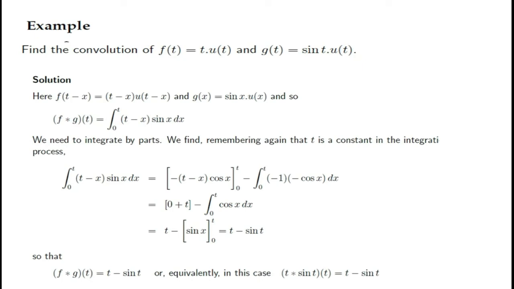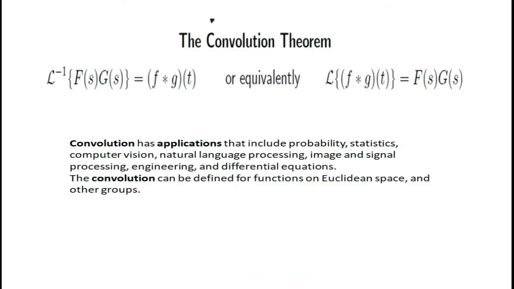So first function times the integral of the second, minus the integral of the derivative of the first function times the integral of the second function. So we get it as minus of (t minus x) cos x from 0 to t, minus the integral from 0 to t of minus 1 times minus cos x dx. Applying the limits, we get t minus sin t. So the convolution is t minus sin t.